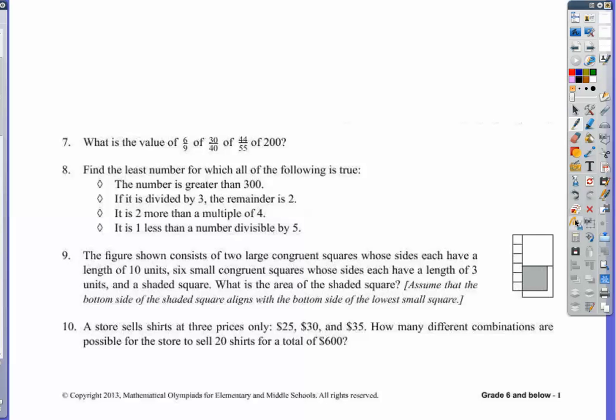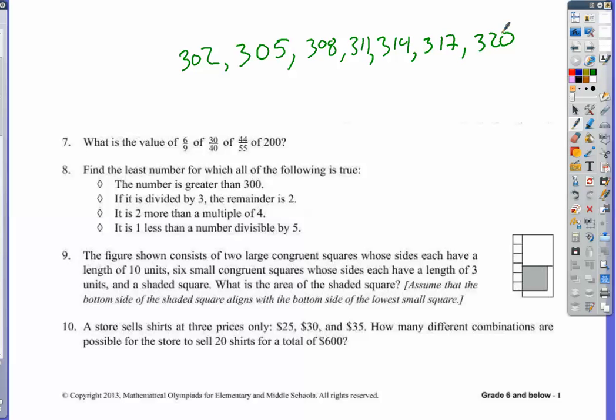Well, I know that 302 works, right? So then 3 more than that would be 305, 308, 311, 314. I'm going to slide this over a little bit. 317, 320. I'm going to stop there, and if we need to go on, we will.